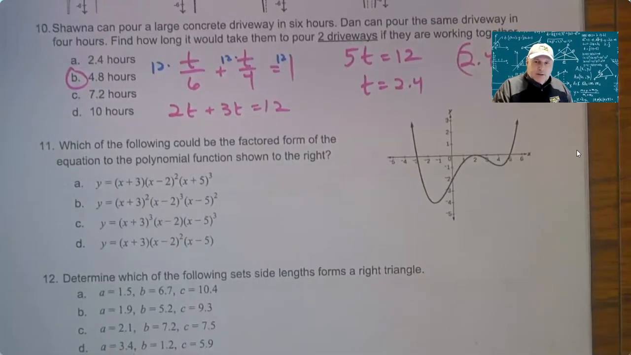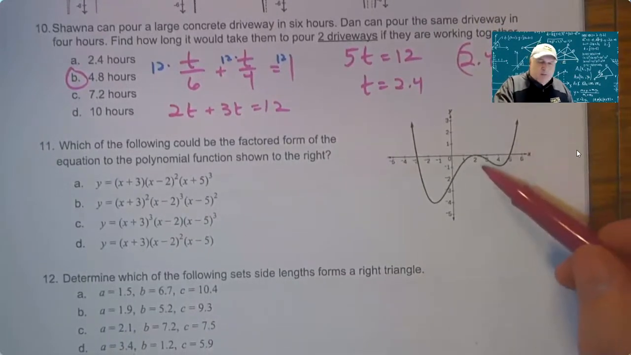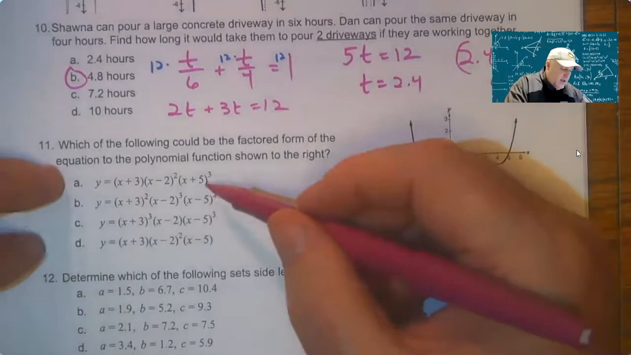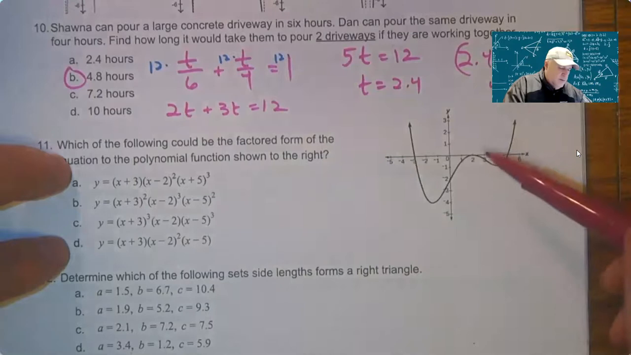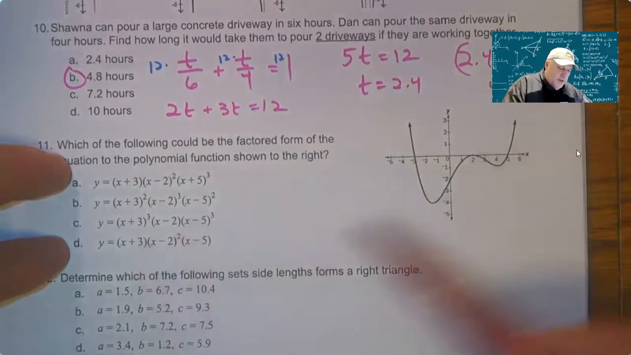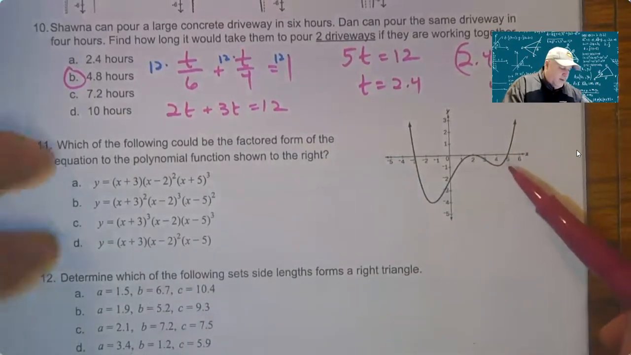Which of the following is the factored form? I know at 2, I've got an x minus 2 with an even multiplicity. So it's got to be A or D. Negative 3 and then 5. I'm saying it's got to be D.